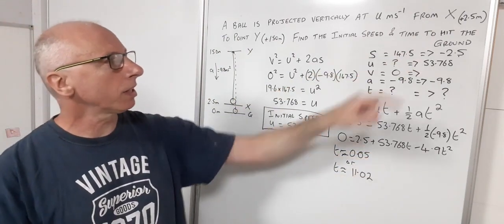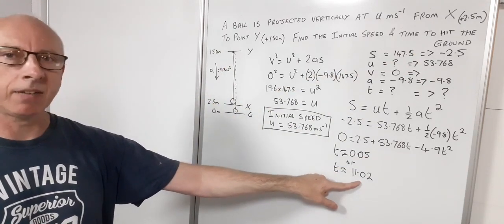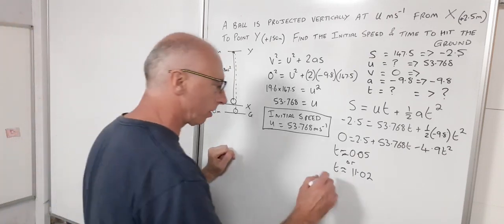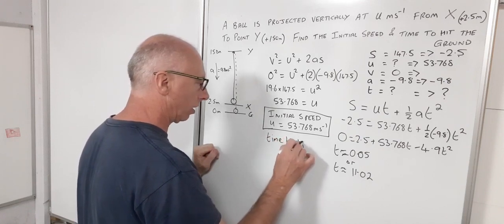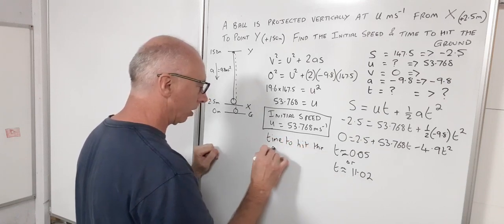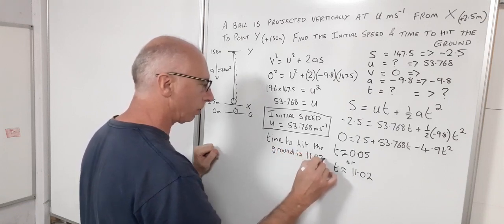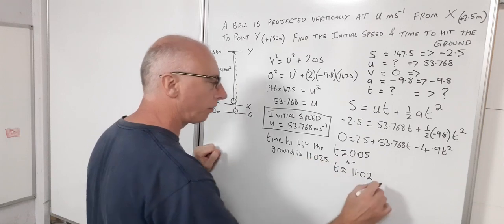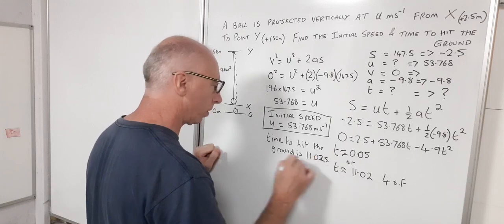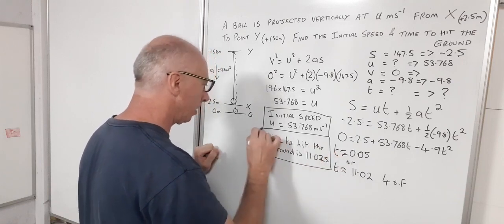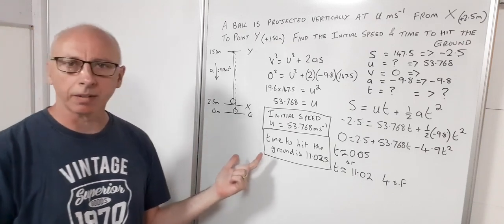Therefore the time for this ball to hit the ground from its initial velocity and coming back down is 11.02 seconds. So time to hit the ground is 11.02 seconds, and that's to 4 significant figures. So that answers our question on this ball being fired up from the ground.